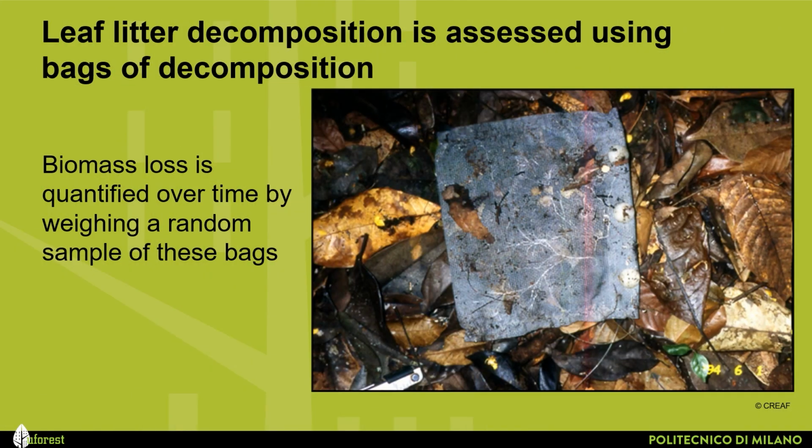But how to assess some of these processes? Leaf litter decomposition, which is the loss of mass and nutrients in leaves, is usually measured using bags of decomposition, which are located, protected, on the ground surface, and are weighed at successive times.